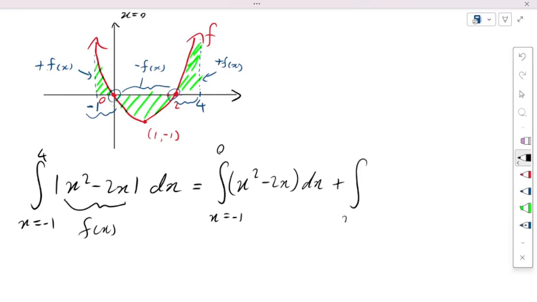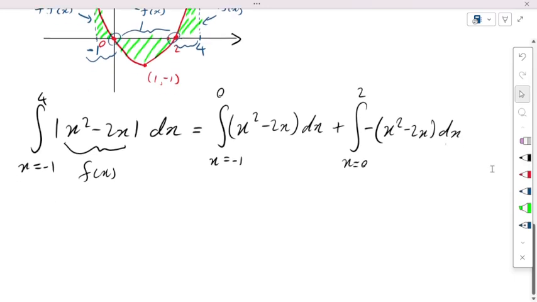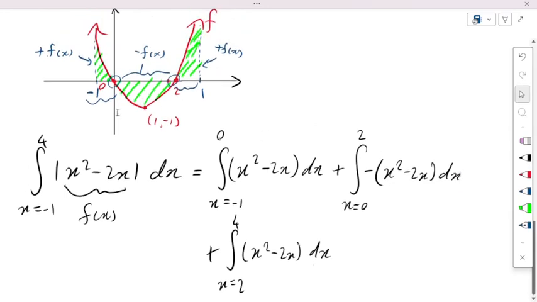So we can say the integral from x equals 0 until positive 2 of the negative x squared minus 2x dx. Okay, and then we're just going to add the other area from x equals 2 until 4. 4 is the last part over here, and note how they're going to be positive. So it's x squared minus 2x with respect to x. It's positive because it's above the x-axis. So note the pattern that we have right here. It's really not that bad.